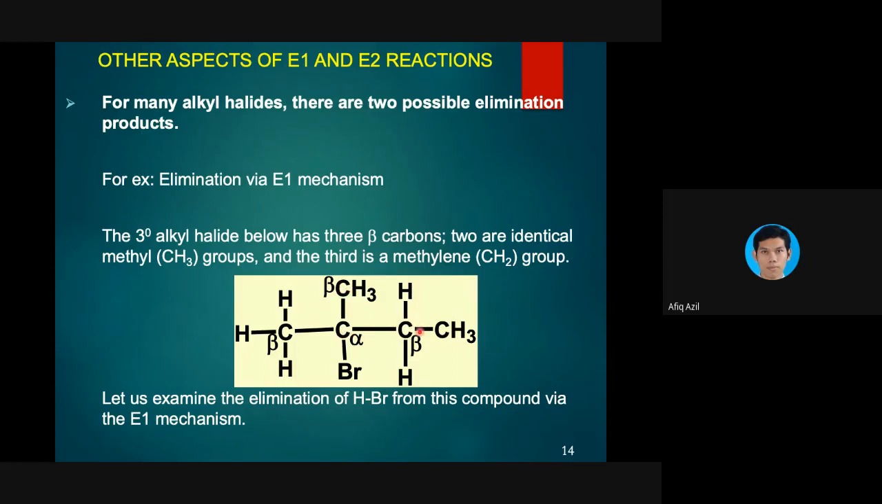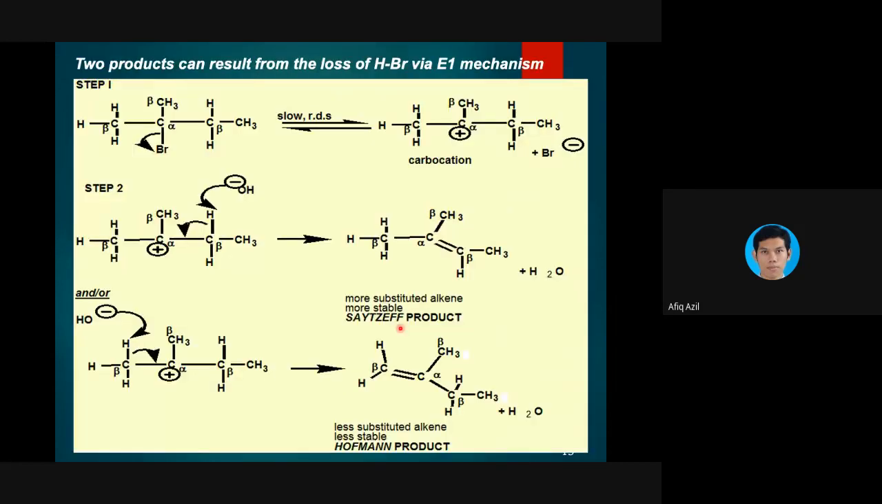So that means you have two options over here. You want to take the hydrogen from this carbon or from this carbon. So that is why there will be two types of product formed. First step over here, this is an E1 mechanism. A carbocation will be formed. Bromine will be leaving as bromide. So this step is very slow. This is considered to be the rate determining step.